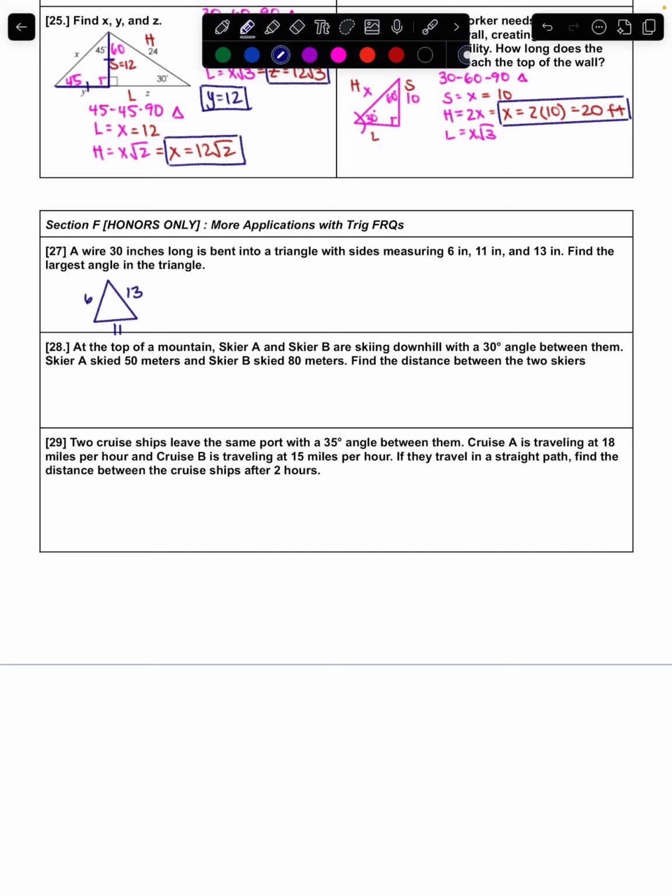Well, that's going to be opposite from the largest side. In this case, my largest side is 13. Okay, so right here is my angle that I want. So I'm going to mark that as theta. Okay, so before I start doing anything, I need to go ahead and label what's happening here.